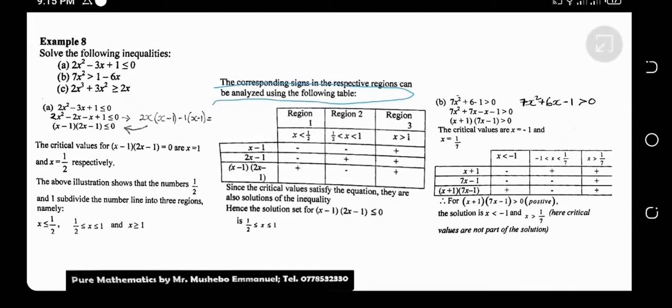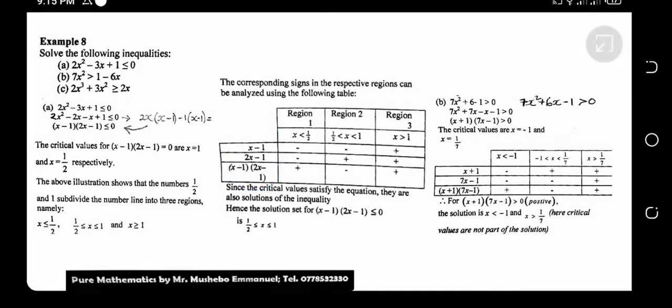The corresponding signs in the respective regions can be analyzed using the following table. We have region 1, region 2, and region 3. Region 1 is for x less than a half. Region 2 is a half less than x less than 1. And region 3 is x greater than 1. In this column, we write our factors. The two factors are x - 1 and 2x - 1, and the overall is (x - 1)(2x - 1), multiplying each other.